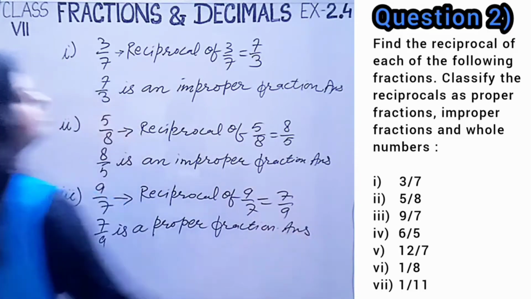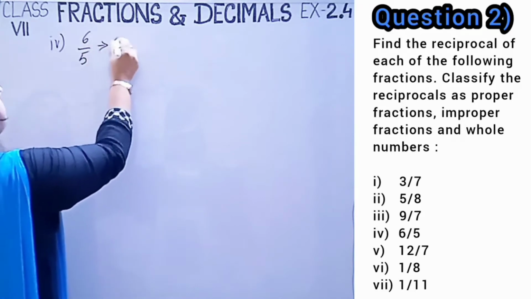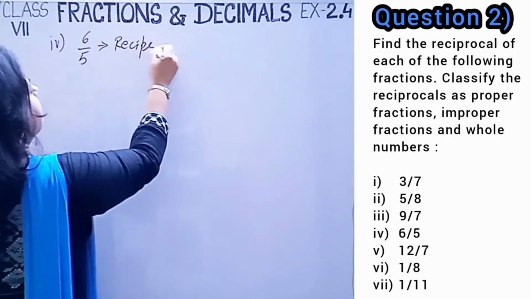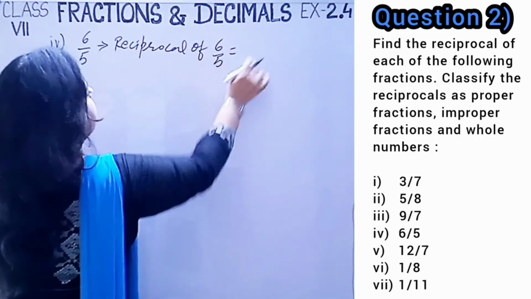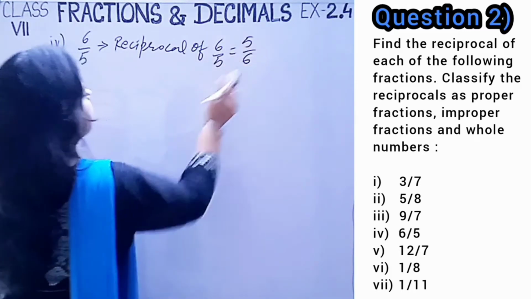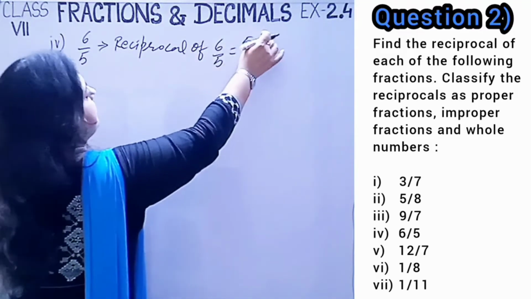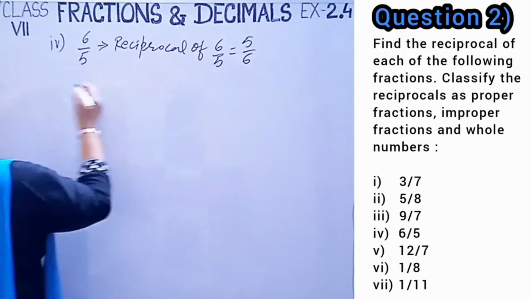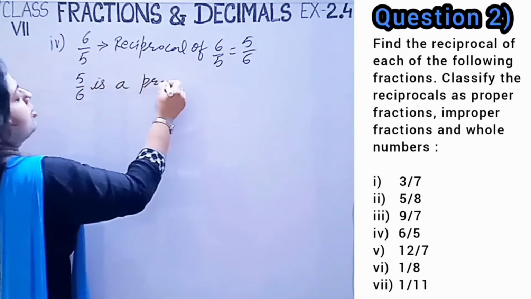Answer. Fourth part, 6 upon 5. So reciprocal of 6 by 5 is here 5 by 6 and 5 by 6 is a proper fraction because numerator is less than denominator. So 5 by 6 is a proper fraction.